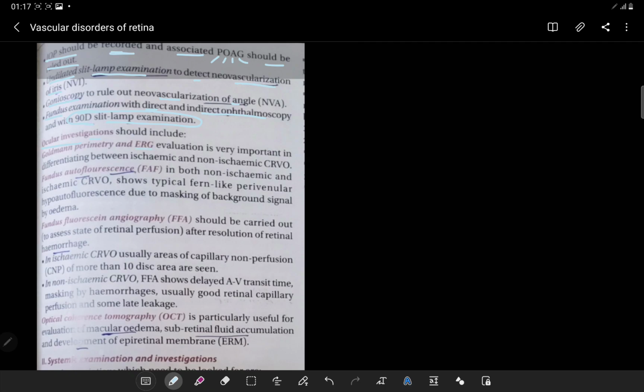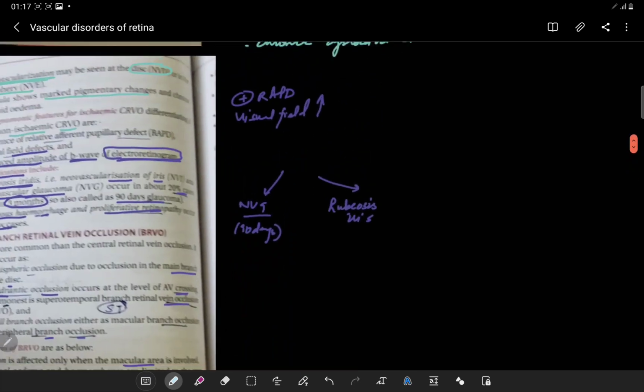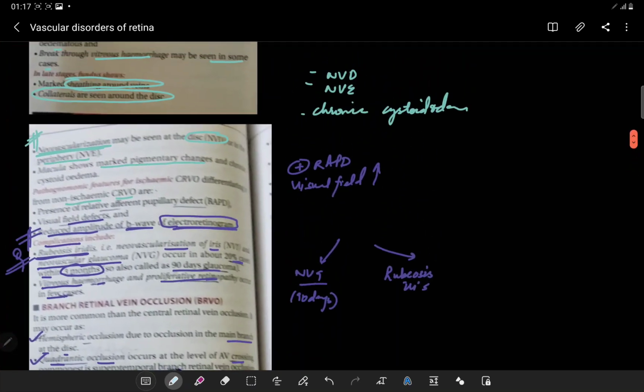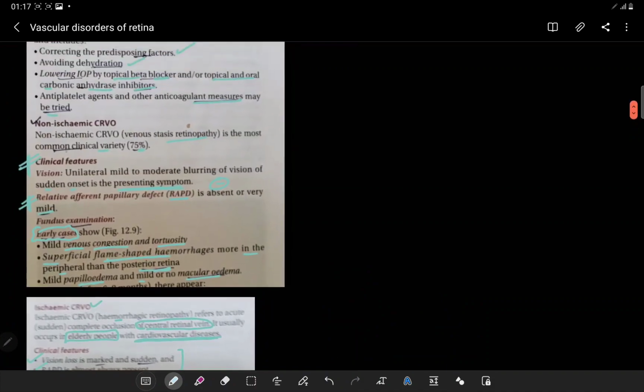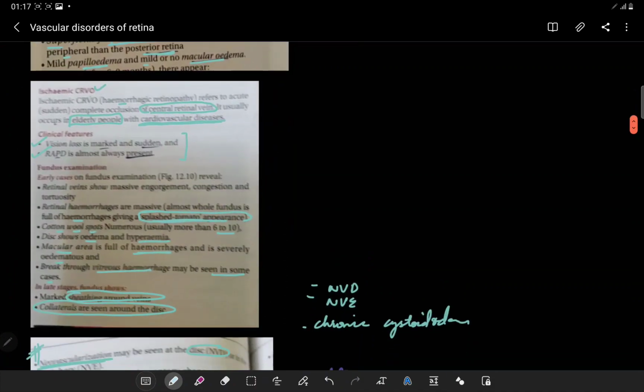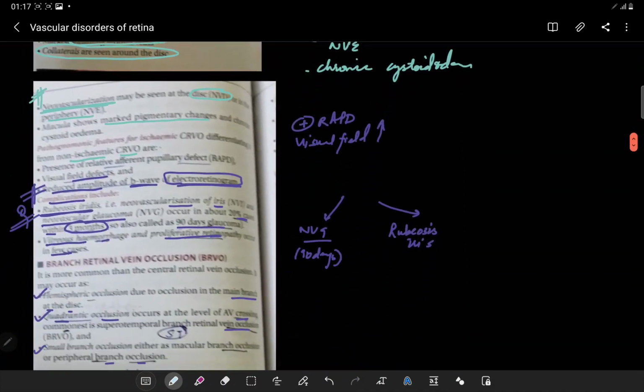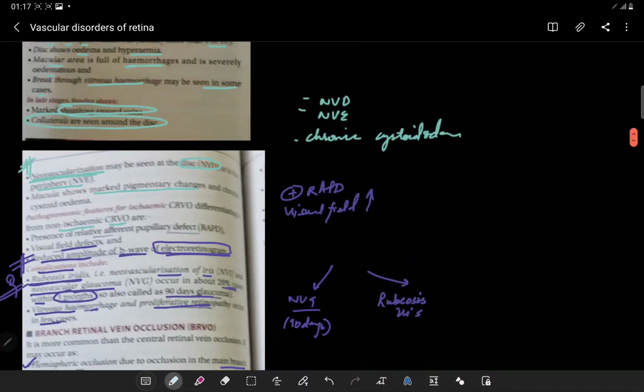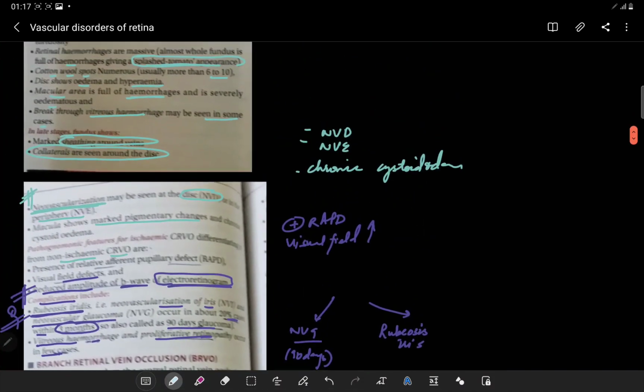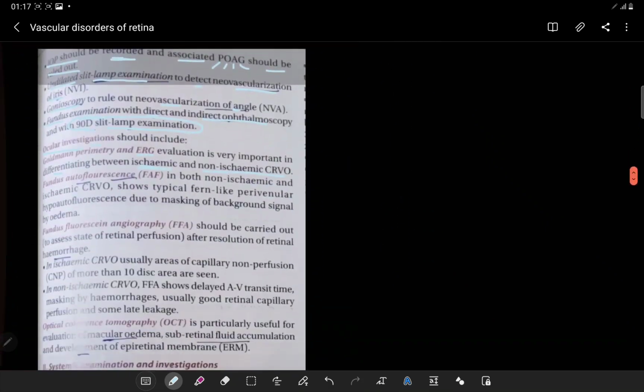Next we can go with the electroretinogram. It's very important in differentiating between ischemic and non-ischemic type, because in the ischemic type the visual field effects are more. There is a decrease in the B wave on the electroretinogram, which is going to differentiate between them.